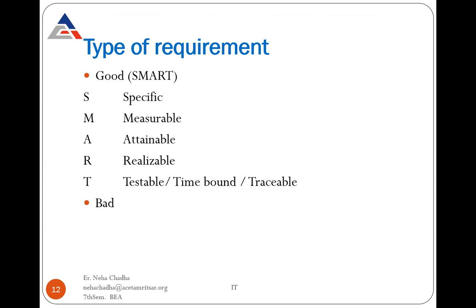Good requirement includes SMART requirement. It includes specific, measurable, attainable, realizable, and T stands for testable, time bound, and traceable. If I abbreviate SMART, then S is for specific, M is for measurable, A is for attainable, R is for realizable, T is for testable, time bound, and traceable. The bad requirement will definitely give you a bad product.